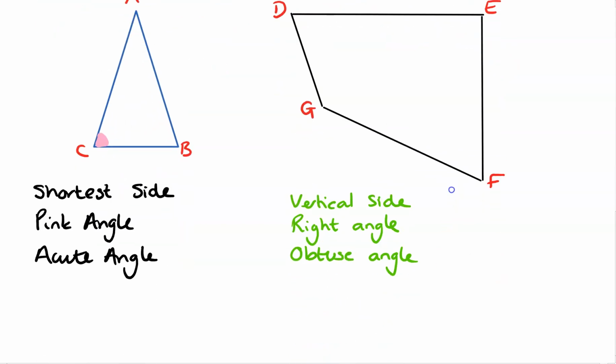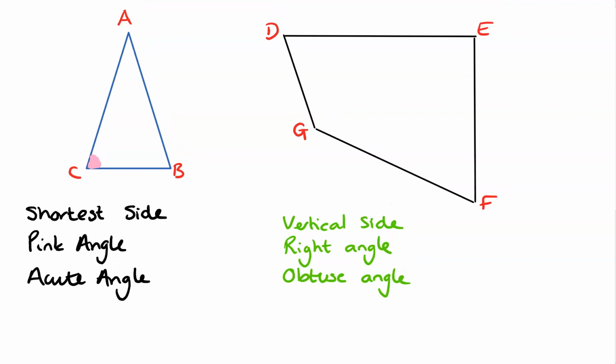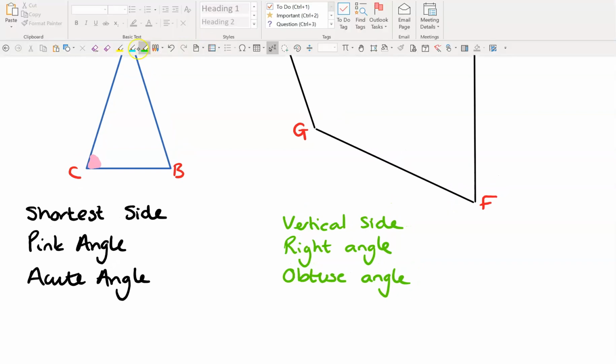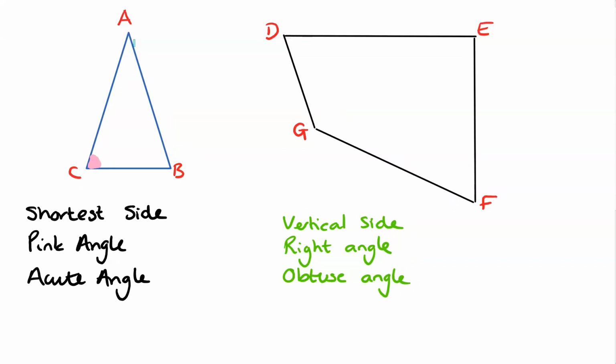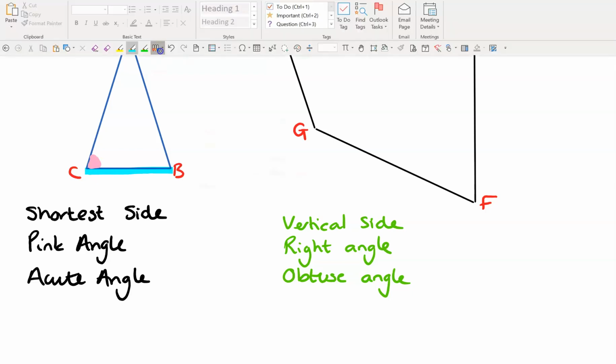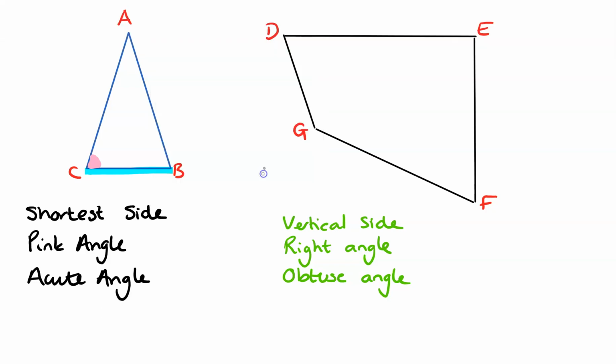So I've prepared a few. So the shortest side. On this triangle, which one is the shortest side? Hopefully you'll tell me it's this bottom one here. And in order to join the bottom to make that line, I would join up C and B together.